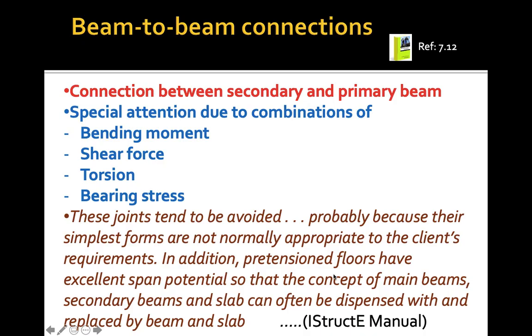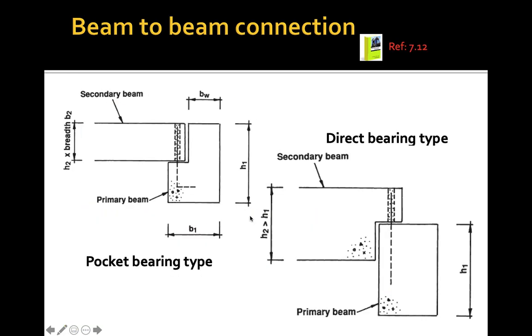In addition, pretension floors have excellent span potential, so the concept of main beams, secondary beams and slab can often be dispensed with and replaced with beam and slab. Basically, when we talk about precast concrete structure, usually we are going to have only primary beam, with very few secondary beams. Usually we try to avoid the beam to beam connection, and instead we are going to have the beam to slab connections.